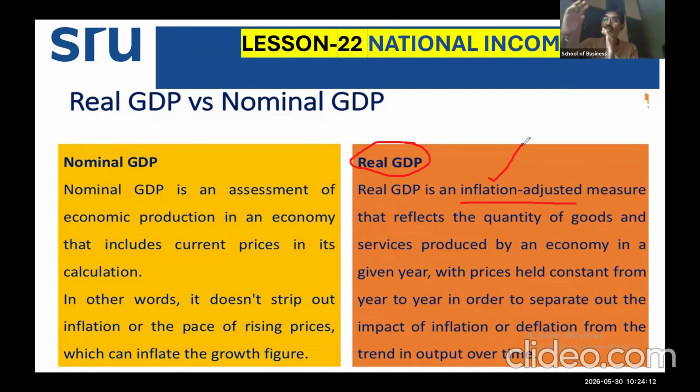When the prices are high, things will keep on changing, and some adjustments will be made. And if things are already in deflation, again, the measures will be adjusted. And this is the basic difference between real GDP and nominal GDP. So one point is very clear: real GDP is the inflation-adjusted one, whereas nominal GDP is the current prices calculation. Now we'll move to the next one.